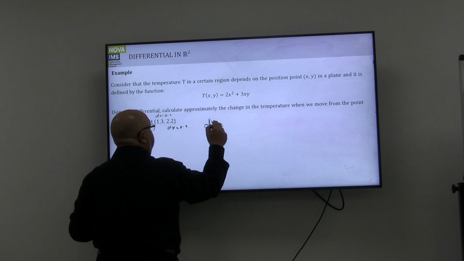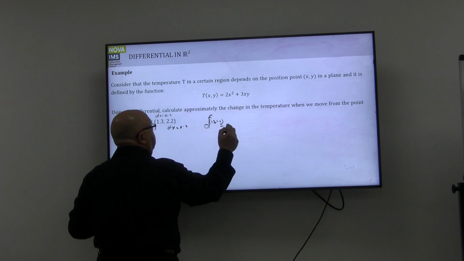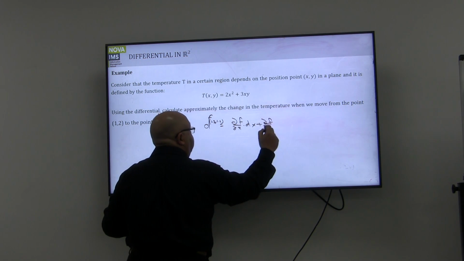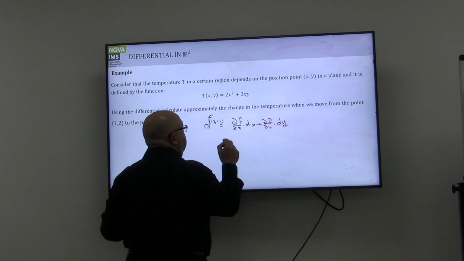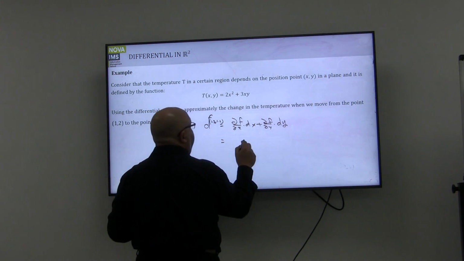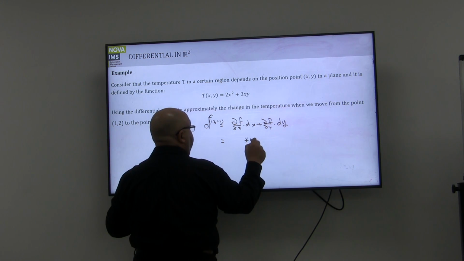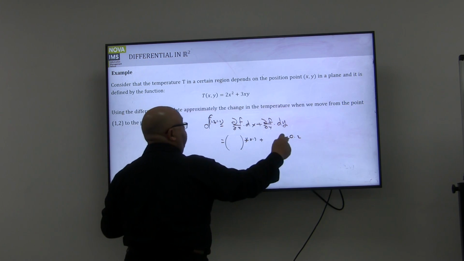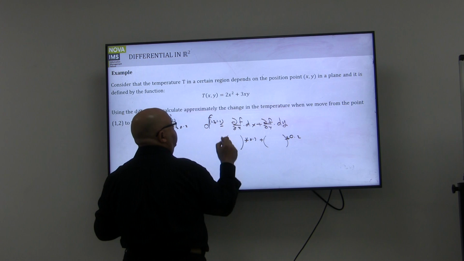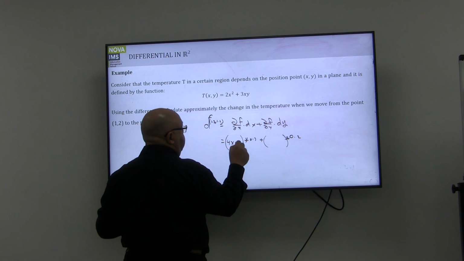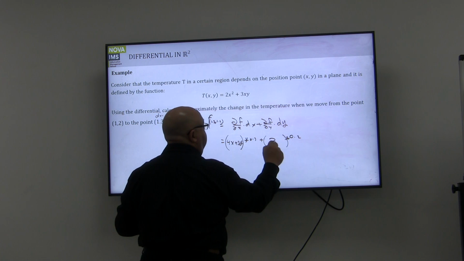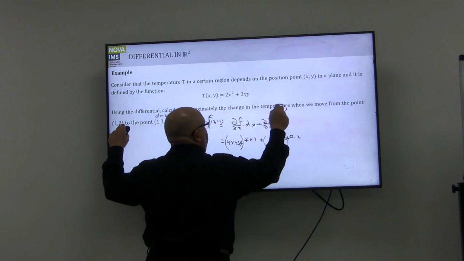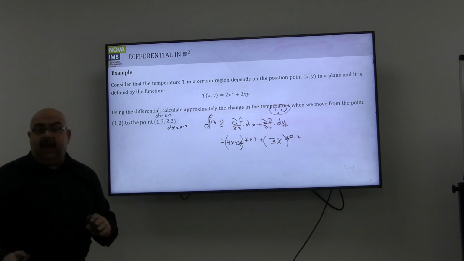the differential for our function is to get partial f, partial x times dx plus partial f, partial y times dy, which is simply going to use the dx value I already calculated, which is 0.3, and the dy value, which is 0.2. Now for the partial derivatives, differentiate your function. With respect to x, it's going to be 4x plus 3y. Differentiating with respect to y, it's going to be 3x. And start substituting the point (1, 2) for x and y. Then you will have your differential.